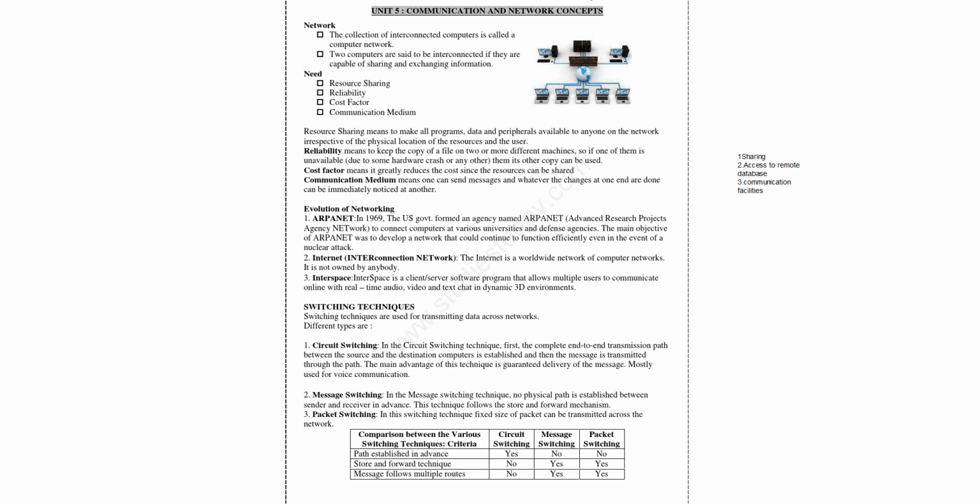So in sharing you can share your peripherals and software, as I told you, and access remote databases. Another major area of network use is to access remote databases. It is easy for the average person sitting at his PC to make reservations for airplanes, trains, hotels and so on anywhere in the world with instant confirmation.